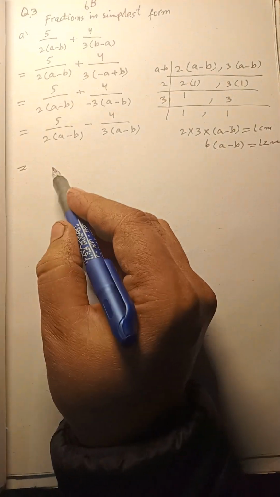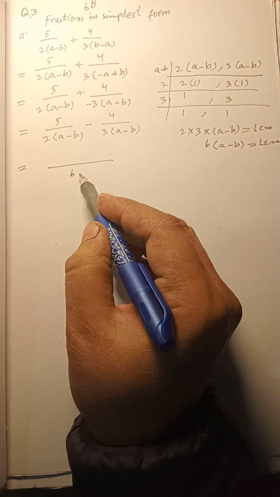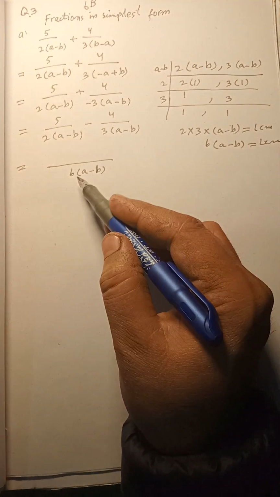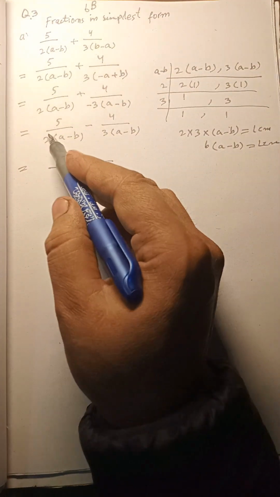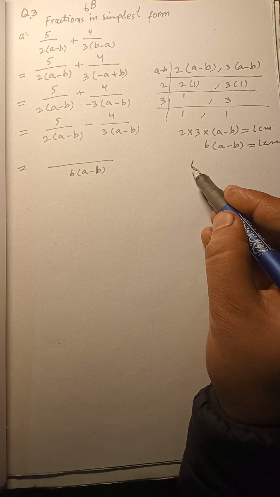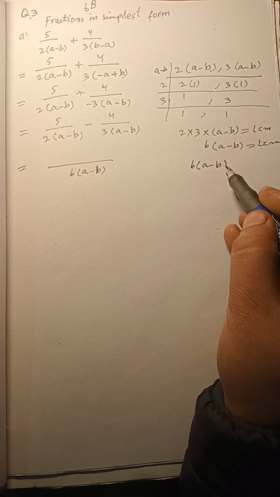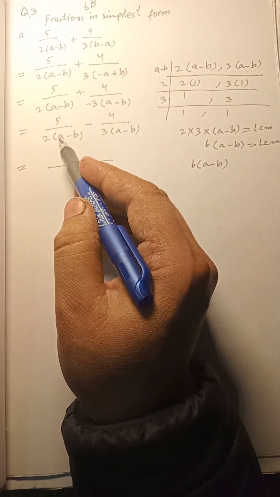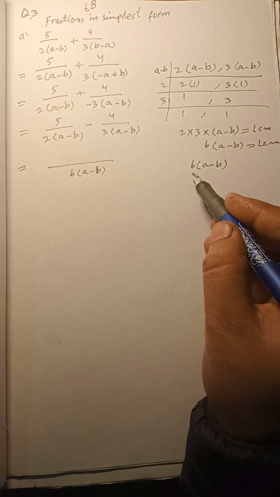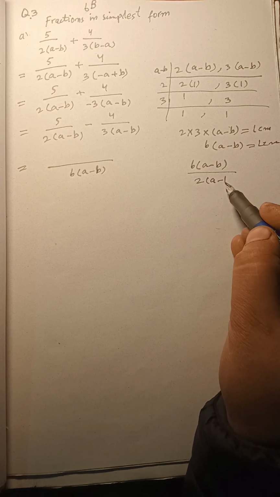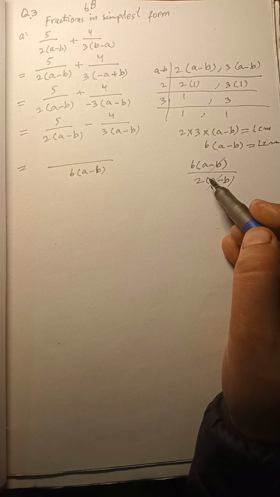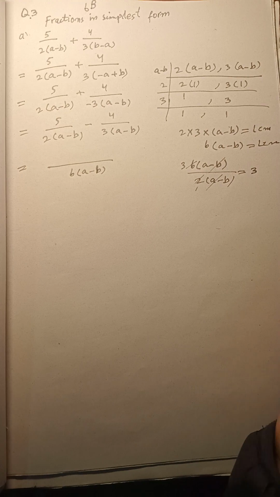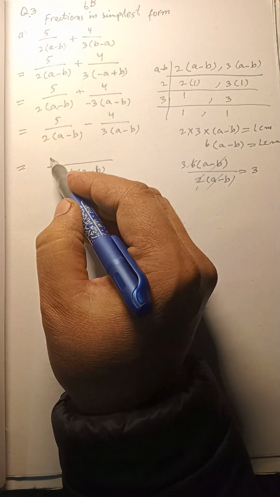Now 6 into (a minus b) is our LCM, and we will write it on a longer line, and then we will divide this LCM by the denominators. 6 into (a minus b) is our LCM. I have written it here. Now I am going to divide it by the denominator of the first fraction, that is 2 into (a minus b). You know that a minus b can be cancelled out, and 2 ones are 2, 2 3s are 6. So 3 is our answer here. Now this 3 should be multiplied by the numerator.